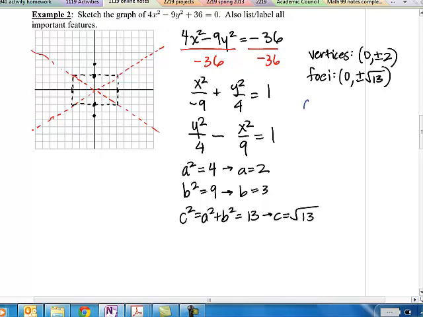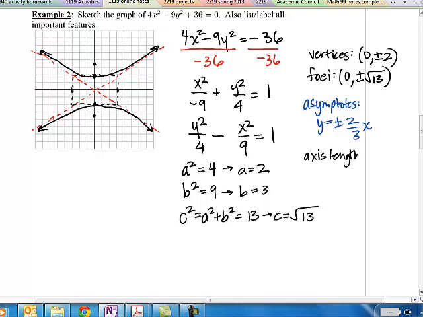So the equations would be y equals positive or negative 2/3 x. And then we can get the graph just by connecting. We've got one point on the graph, head toward those asymptotes. And let's see, axis length, might as well write that down. 2a would be 4.